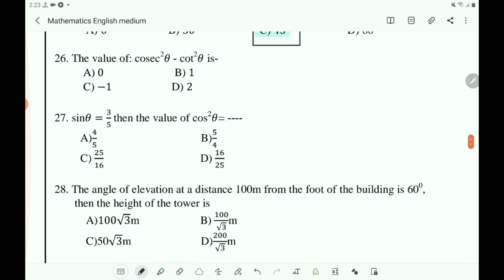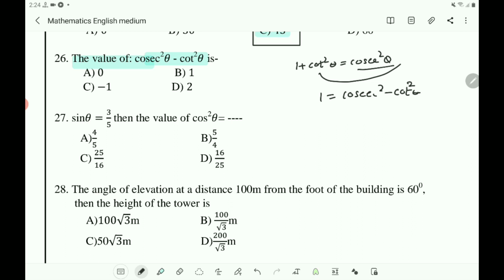Next you take the question number 26. The value of cosec square theta minus cot square theta is. You know that 1 plus cot square theta is equal to cosec square theta. If you transfer this cot square theta to the RHS, it becomes 1 equals cosec square theta minus cot square theta. So what is the answer? Here you can write 1.